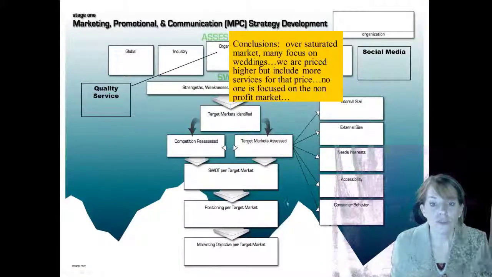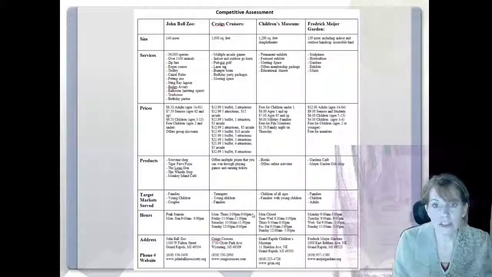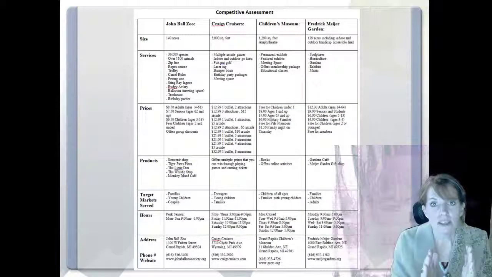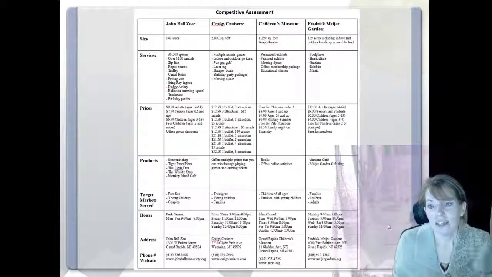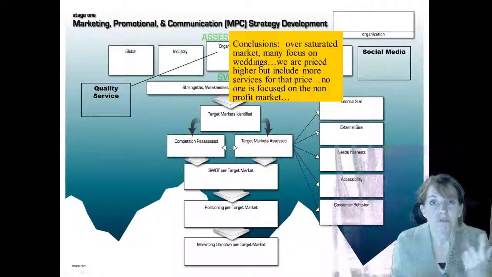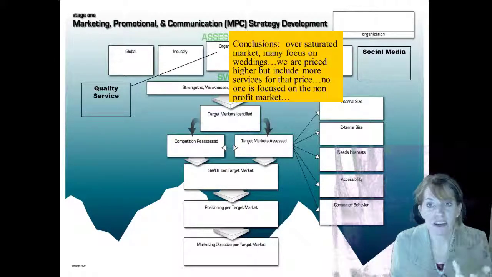So what you're doing in this section is simply looking at your organization across some variables and a competitor. And then you would write a conclusion, paragraph or bullet-pointed conclusions about what that table says. Oversaturated market, many focus on weddings, we're priced higher, include more services, no one is focused on the nonprofit market, etc.